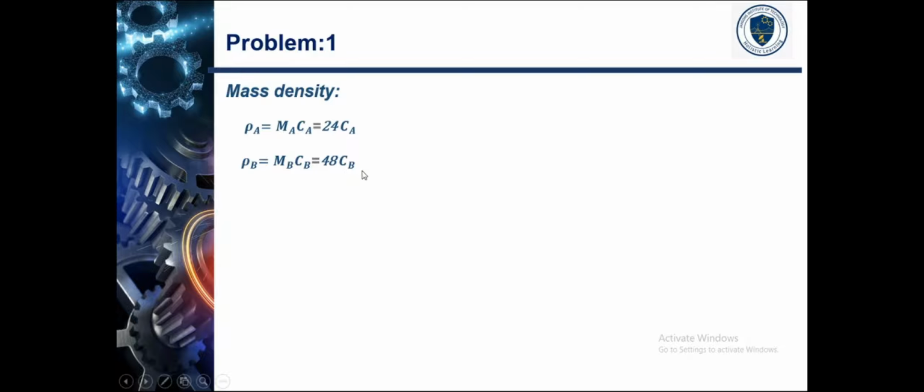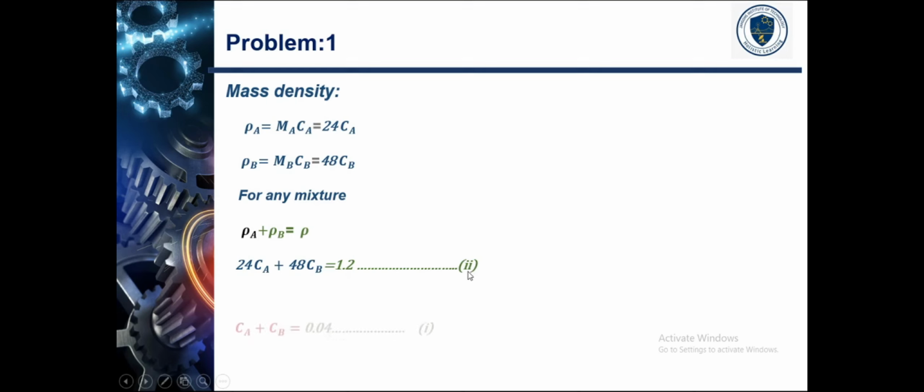Right. Now, for any mixture, as per the summation rule, the density of the mixture is equal to rho A plus rho B. So instead of rho A, substitute 24 into Ca. For rho B, substitute 48 into Cb. Okay, right. So what is rho? That is called the mass concentration or the density of the mixture. It is given in the problem itself. Its value is 1.2 kilogram per meter cube. So it will give one more equation. The equation is numbered as 2.